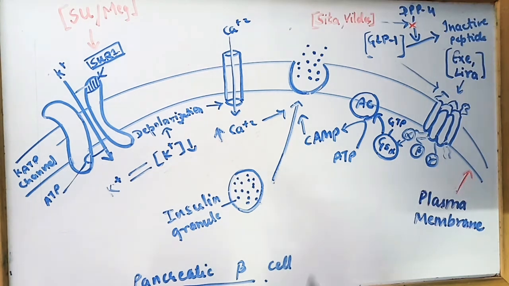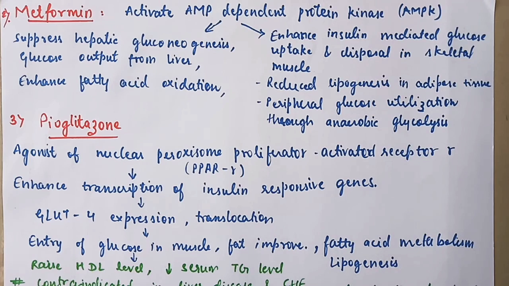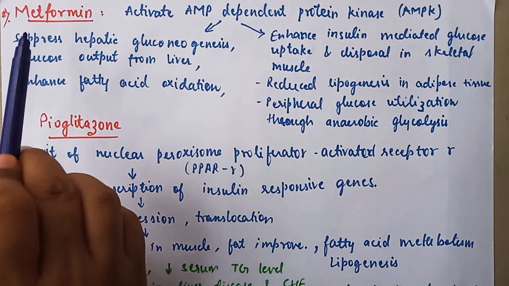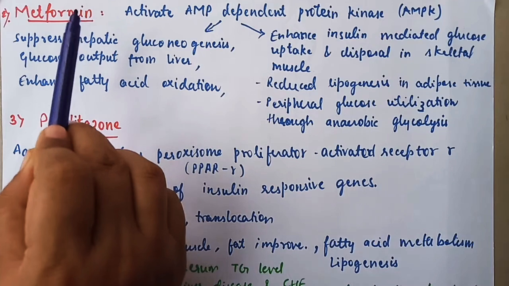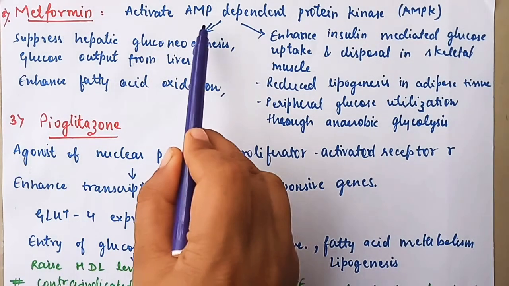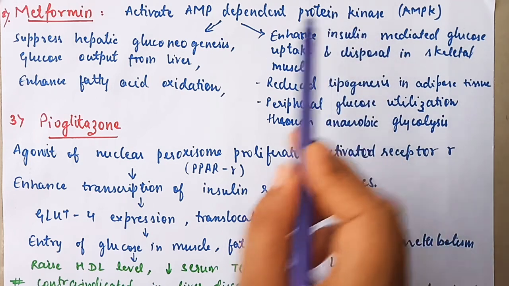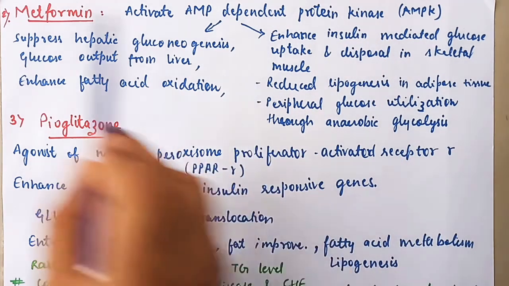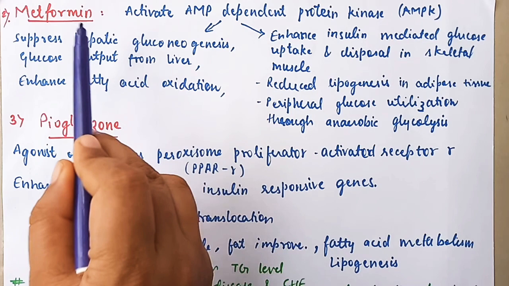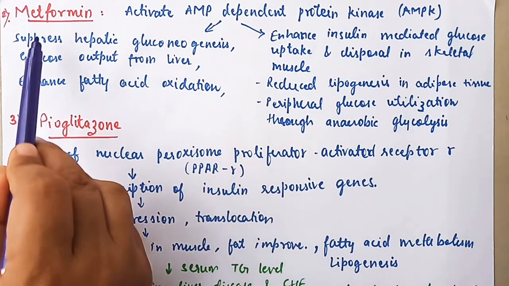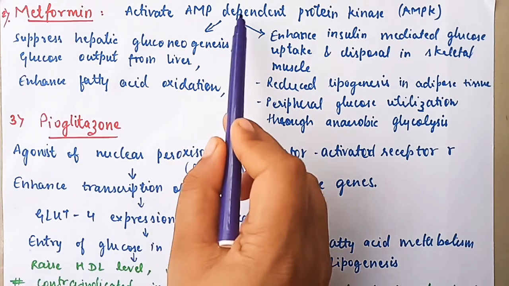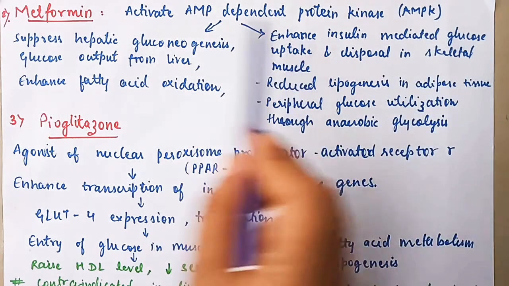So let's see the another class, that is which overcome the insulin resistance, that is biguanides and thiazolidinediones. So the biguanides class includes metformin. This metformin activates the AMP dependent protein kinase. This protein kinase is responsible for various activities. So metformin is also considered the first choice of drugs for diabetes mellitus. So let's see the function of metformin.